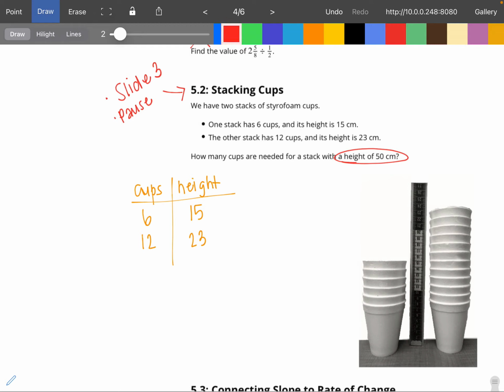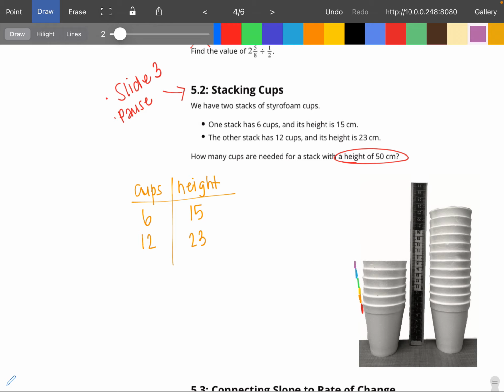So right off the bat, we can tell that our relationship is not proportional. Because while 6 times 2.5 equals 15, 12 times 2.5 does not equal 23. So we do not have a proportional relationship. But what we need to figure out is, every time you add a cup, so 1 cup here, we add another cup here, we add another cup here, each of these lines that I'm drawing in rainbow, how many centimeters are we adding to the stack?